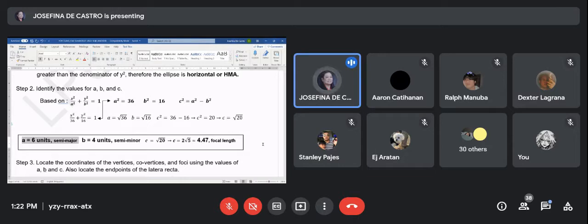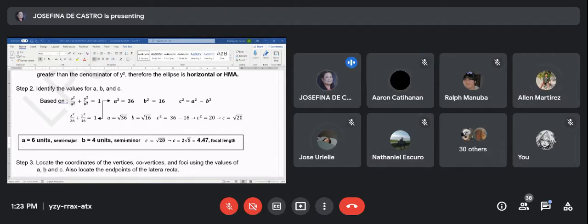Class, gaano kahaba si major axis kung ang semi-major axis ay 6 units? Ma'am, 36 po. 12 po ba? 12 po. 12 times 2, di ba? Semi. Ano ba ibig sabihin ng semi? Kalahati. Ibig sabihin ng semi ay kalahati. So, ilan si major axis? 12 units.